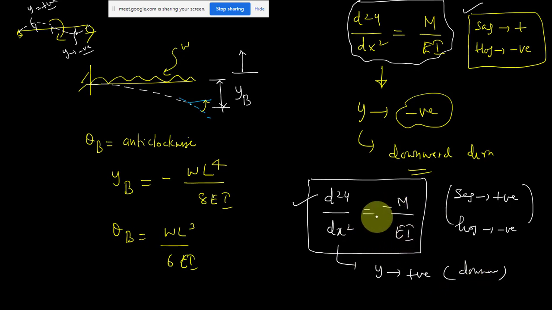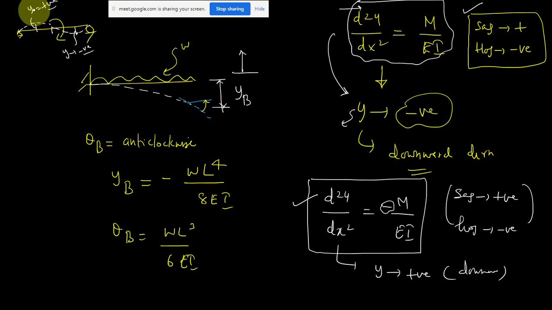And if your equation already has a negative sign, and you are applying sagging moment as positive and hogging as negative, then for the downward deflection you will get a positive, because this negative will become positive because of the negative sign. So this sign convention should be clear before solving. I used to follow this equation with this sign convention. So your y value will be negative if it is downward, and if you get a positive, your deflection is upward.